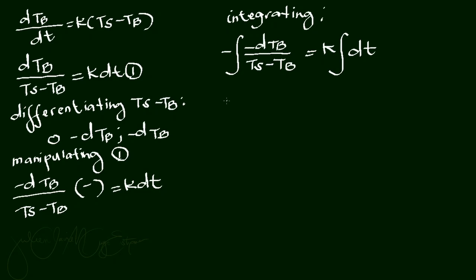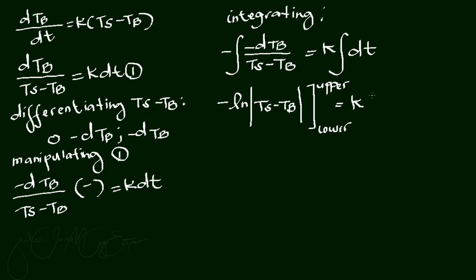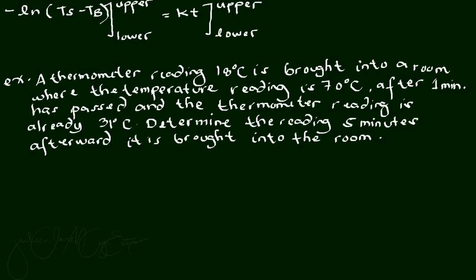Integrating that, it will give us the negative ln of the absolute value of TS minus TB, from lower to upper, that is equal to K, and the integral of dt, that is t, from lower to upper, that is our limit. So this will be our working equation. If that will be our working equation, let's have an example.